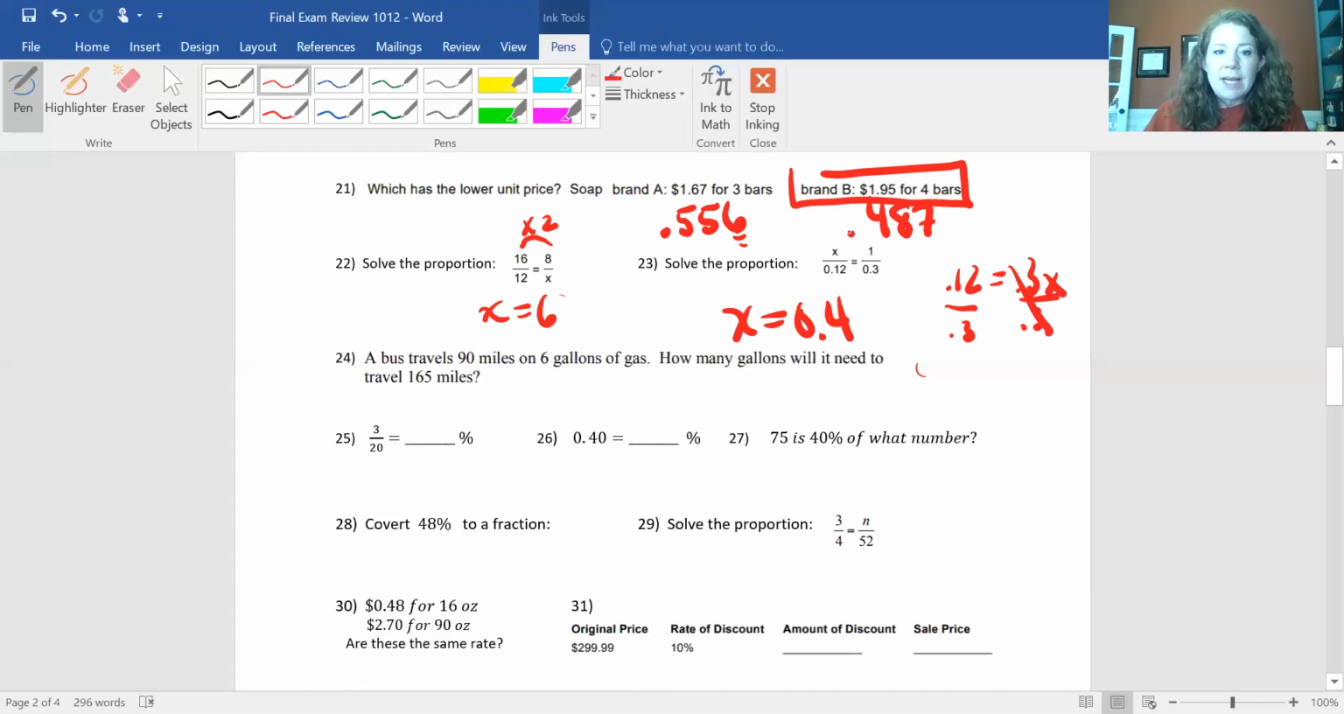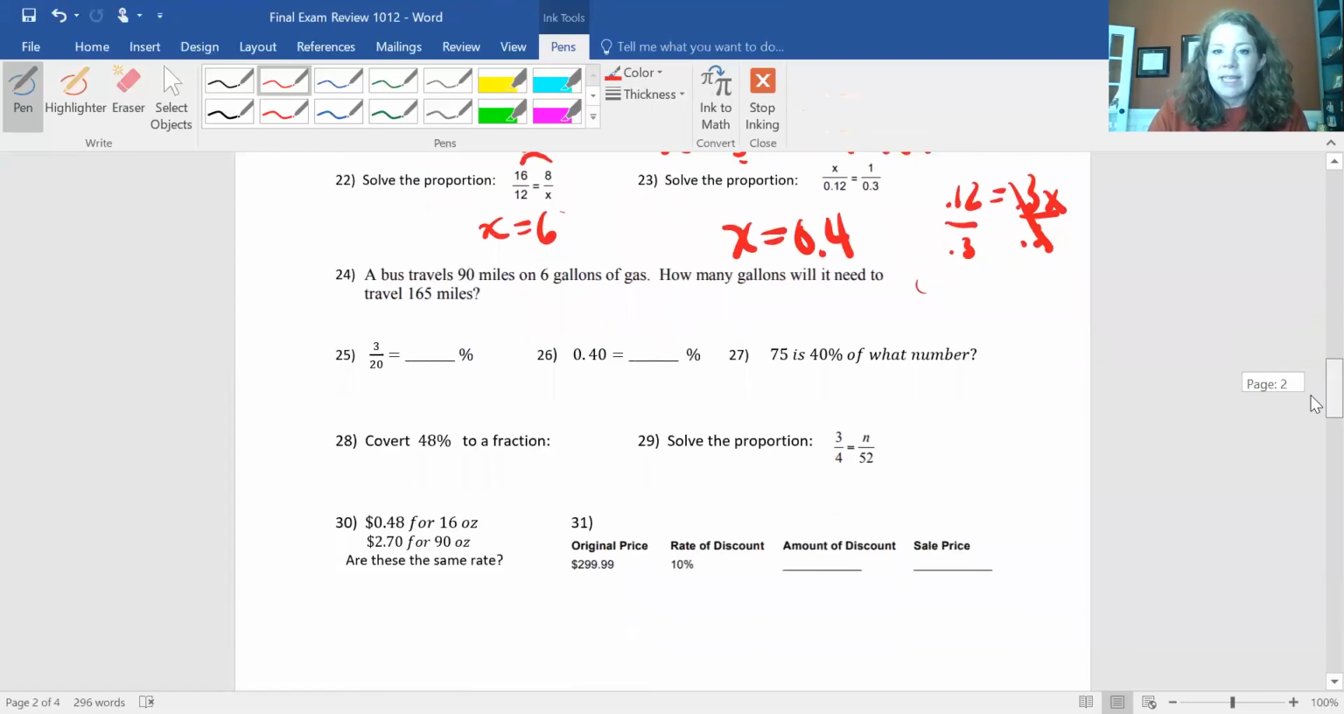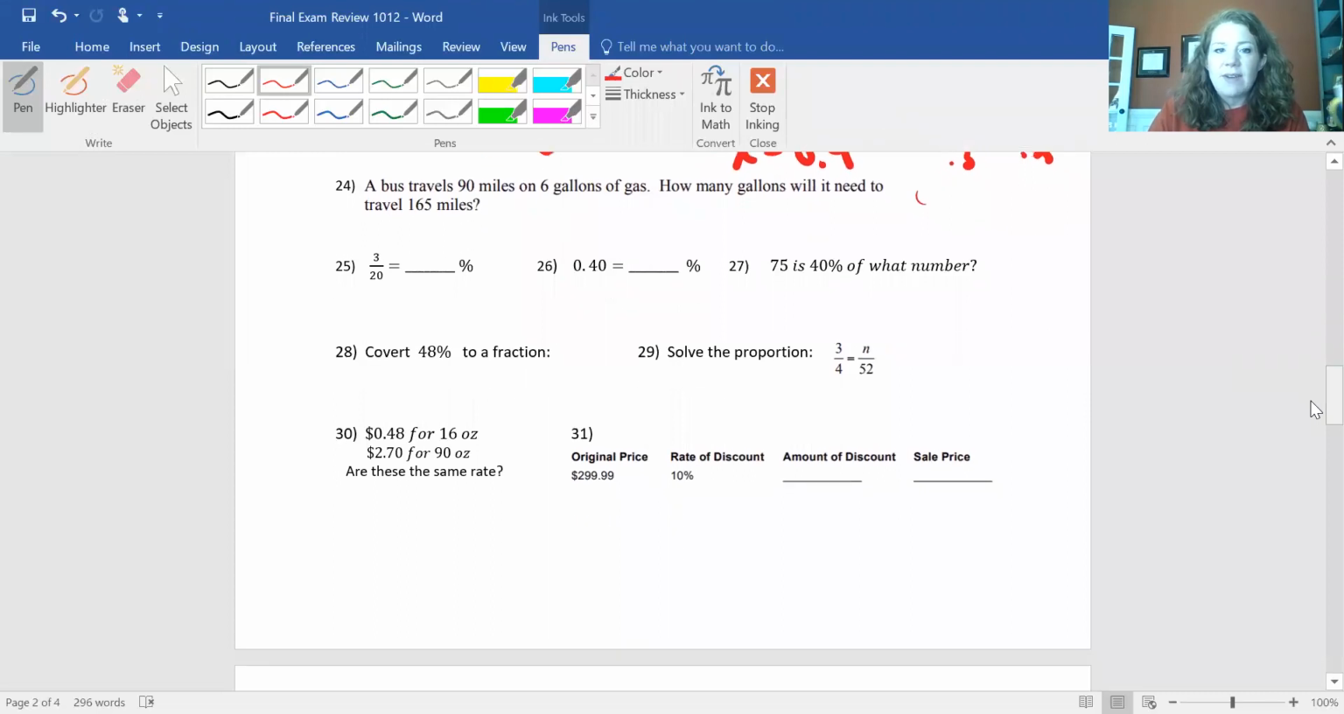Number 24, a bus travels 90 miles on 6 gallons of gas. At the same rate, how many gallons would it need to travel 165 miles? So we could divide 90 by 6 and we would figure out how many miles per gallon. Or since we've learned about proportions, we can set a proportion. So we have 90 miles in 6 gallons.